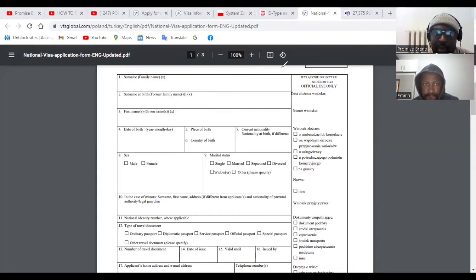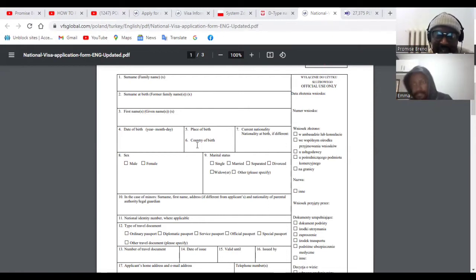Good. Then next, place of birth. You need to enter your place of birth. If you were born in Onitsha, you have to enter Onitsha. If you were born in Brazzaville, you enter Brazzaville. If you were born in Yaoundé, you enter Yaoundé here. Then it has to be the same as in your passport.